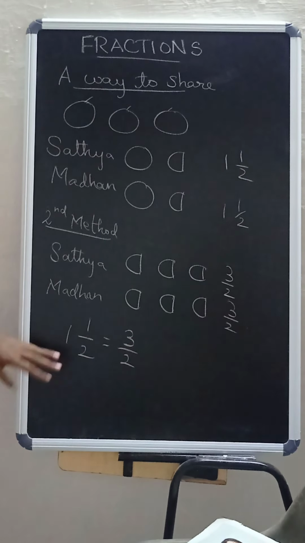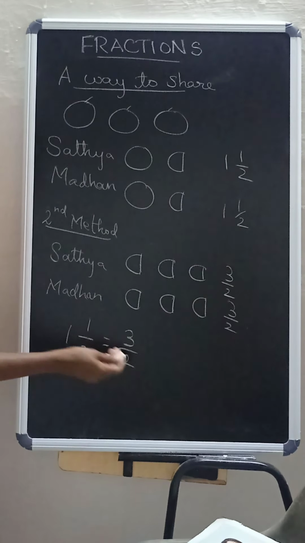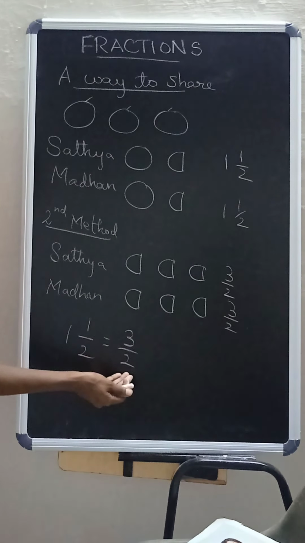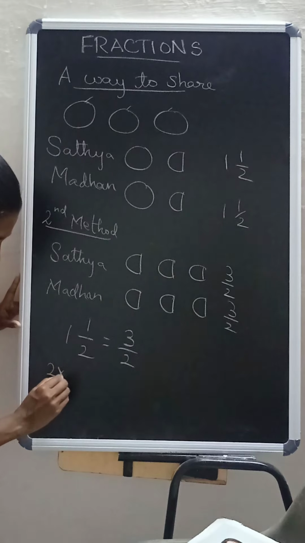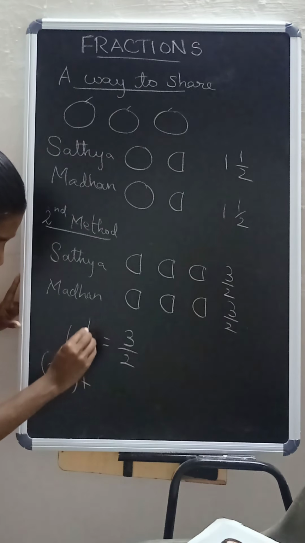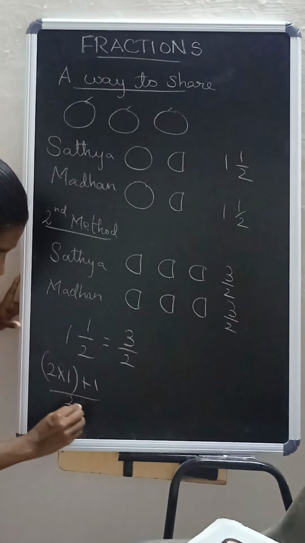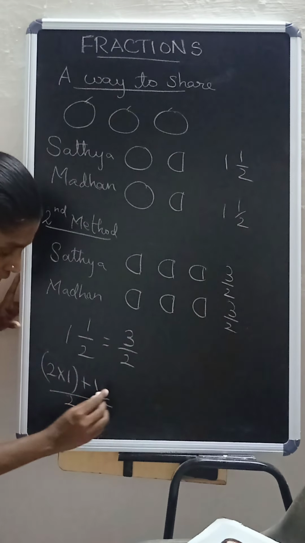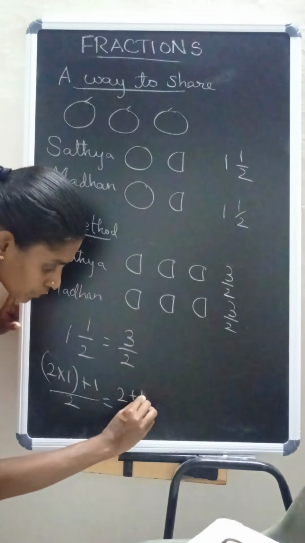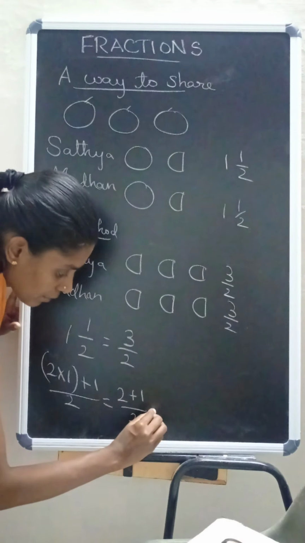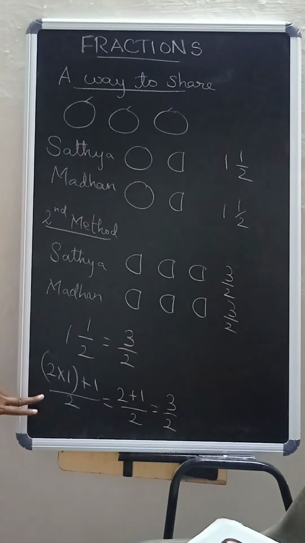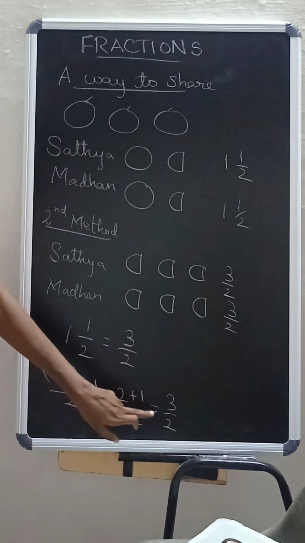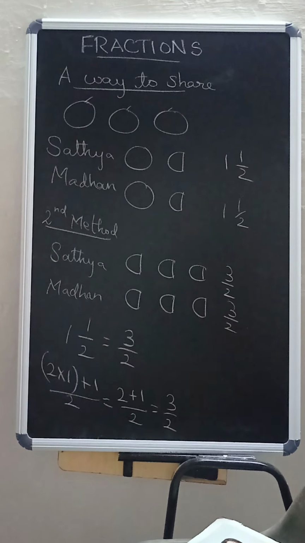Now let us see the conversion. How to convert a mixed fraction into an improper fraction? Multiply the denominator with the whole. So 2 into 1 plus the numerator, divided by 2, which is nothing but 2 ones are 2, 2 plus 1 by 2, which is equal to 3 by 2. So the mixed fraction is converted into an improper fraction.